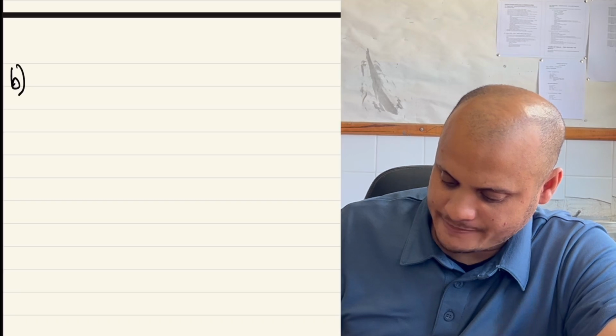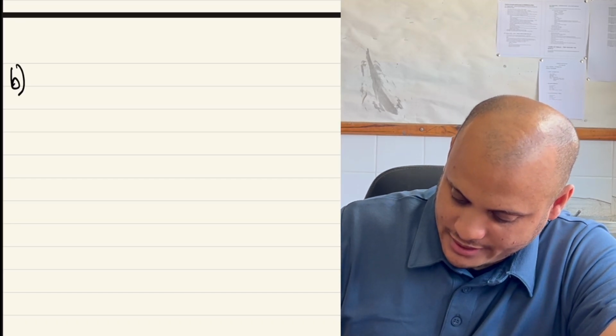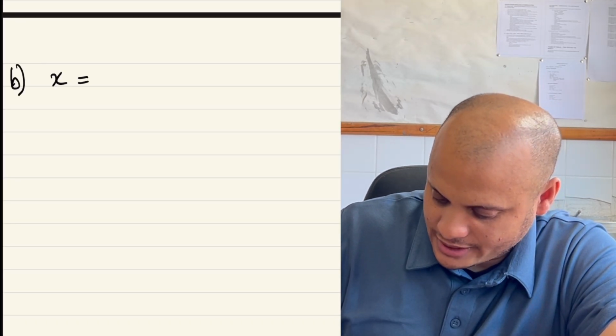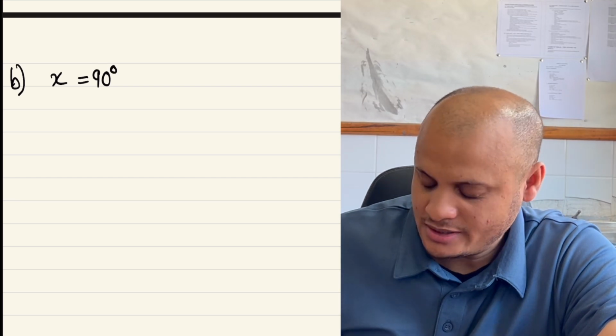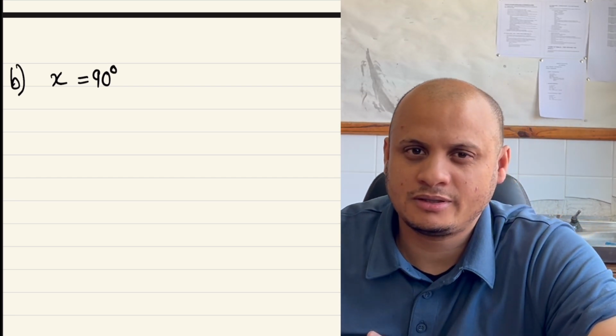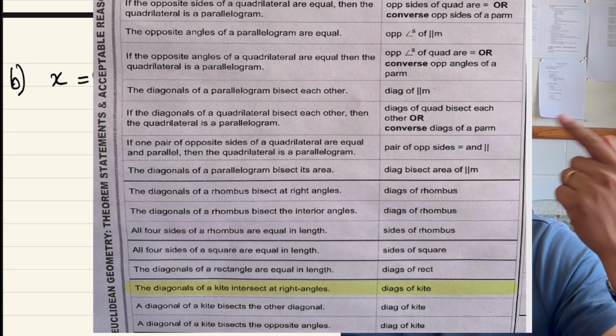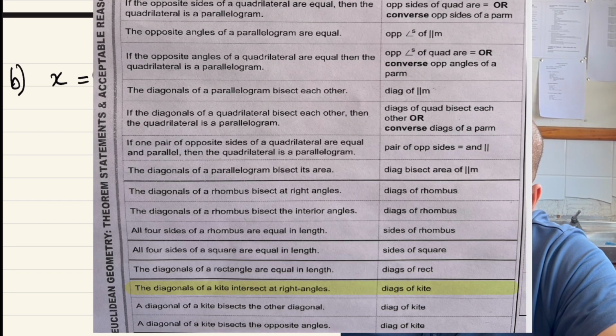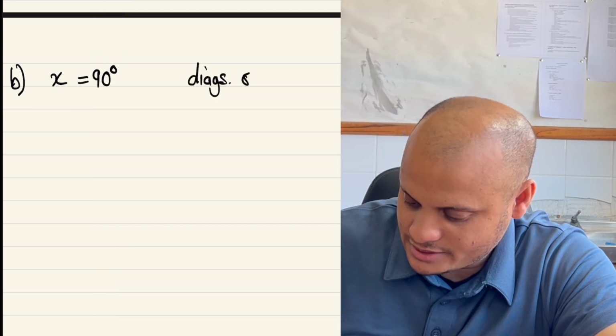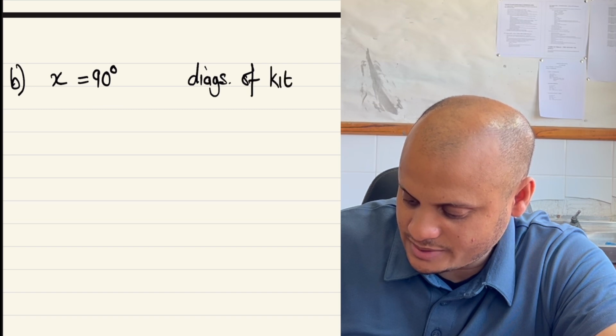So I can say that X is equal to 90 degrees. I can make that statement immediately. My reason would be, and I'll throw the reasons up on the screen over here. That reason, if you can see, says diags of kite. So it obviously stands for diagonals of kite, but you can just say diags of kite. That is an acceptable reason.